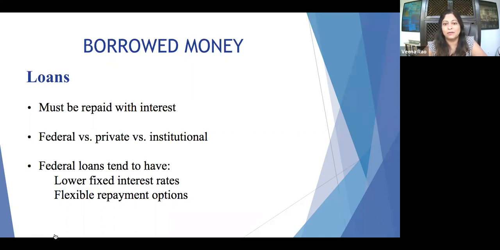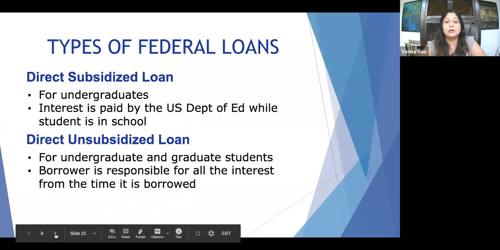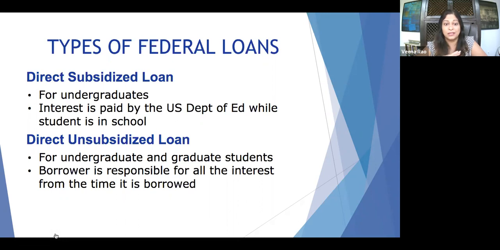Federal loans tend to have lower fixed interest rates, and they have flexible repayment options. That's why they're the most desirable type of loans for students and families to get. In terms of the most popular federal loans, it's the direct subsidized loan. This is the one that everyone would want to get, because it is meant for undergraduate students, and the Department of Education pays the interest while you're at university.